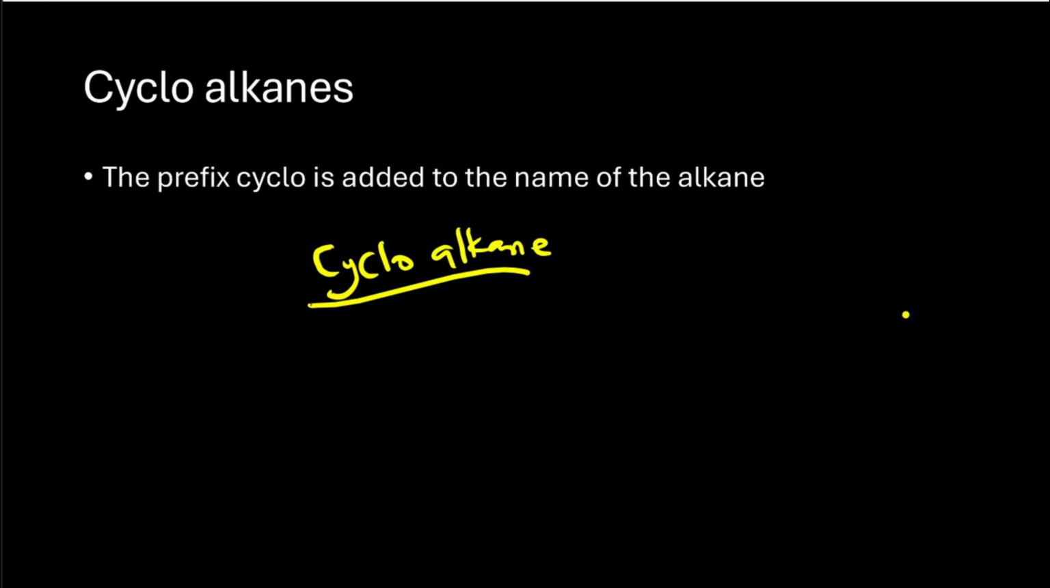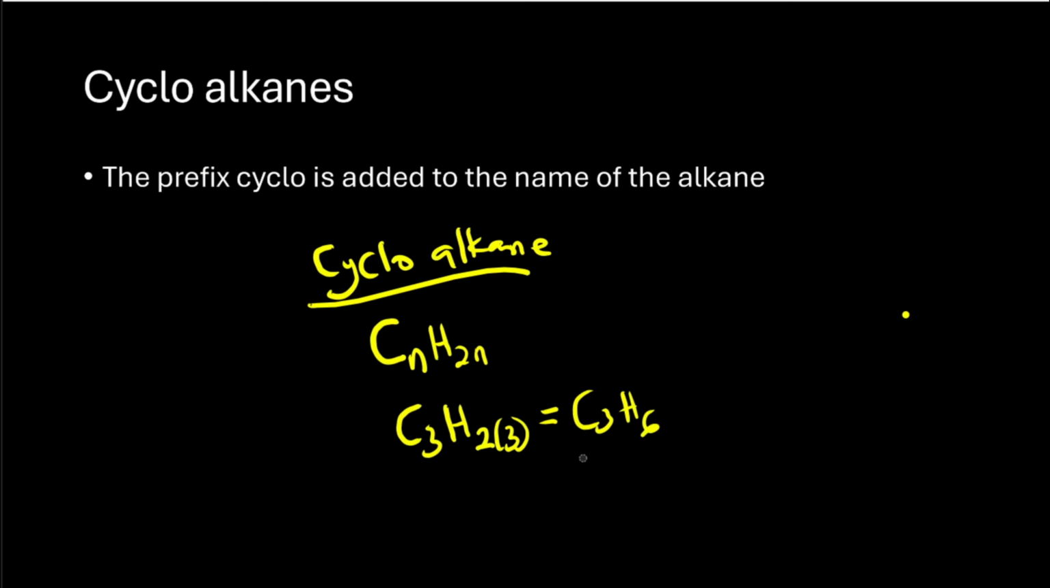So let's look at the molecular formula of cycloalkanes. The molecular formula of cycloalkanes is given by CnH2n. So if you have a cycloalkane with, let's say, 3 carbon atoms, then how many hydrogen atoms do we need to attach to this? We have 2 times 3, which gives us C3H6 as the molecular formula of our cycloalkane.